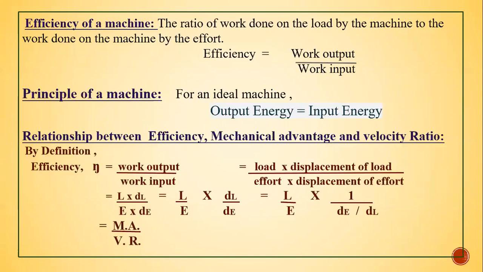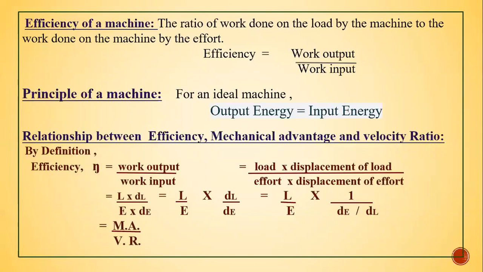Work output means how much work we are doing on the load. Load is the force here, and you calculate the displacement of the load. We know that work done is equal to force into displacement. So work output will be load into displacement of load. Then work input: what is the force which is given as the input on the machine? The force given is effort. So here the work input formula will be effort into displacement of effort.